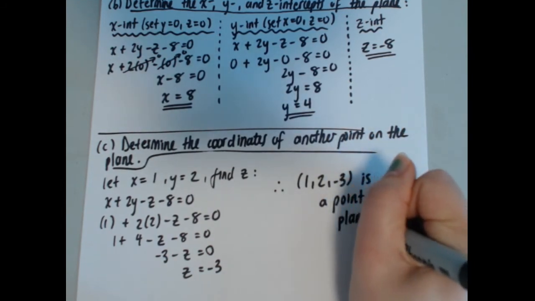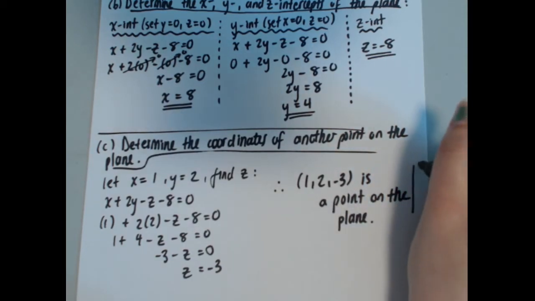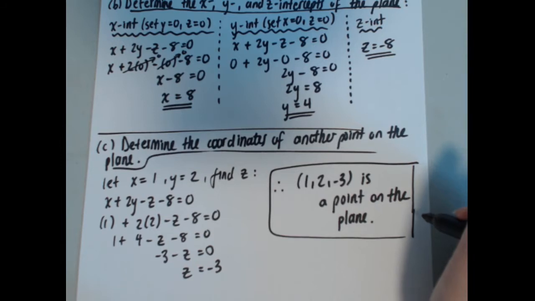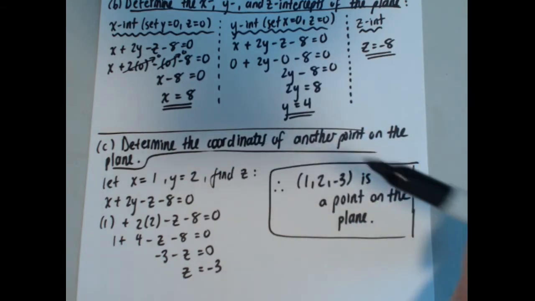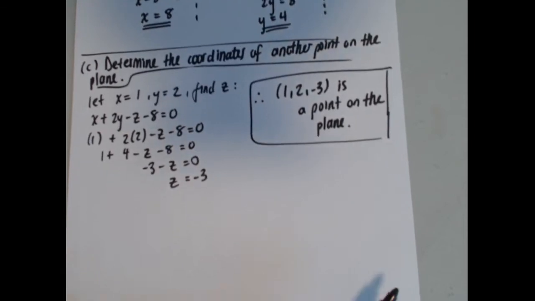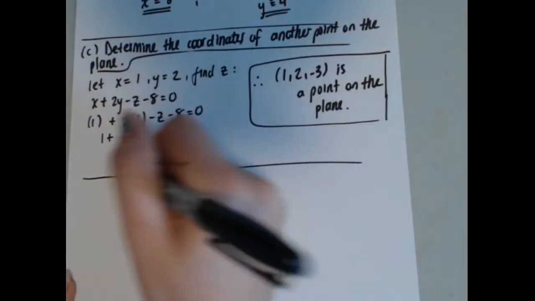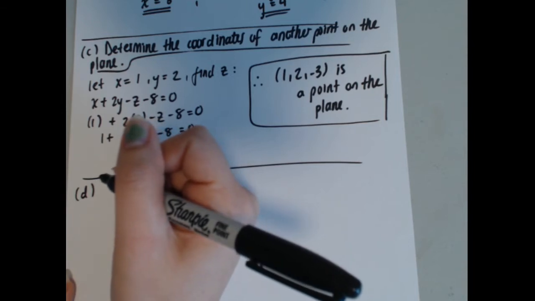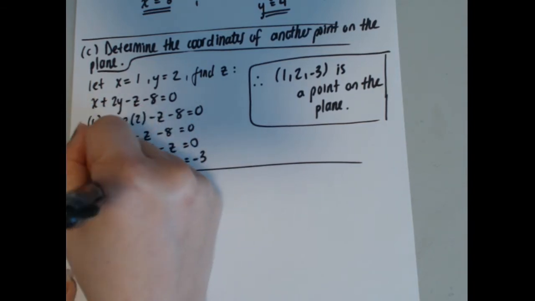And most likely, if you were doing this on a quiz or a test, you would all get different points depending on what values you plugged in. Although now that I think about it, you might get similar points because we have a tendency to plug in smaller values to make our job a little easier, which is fine. All right. Part D. Write two vectors that are parallel to the plane.